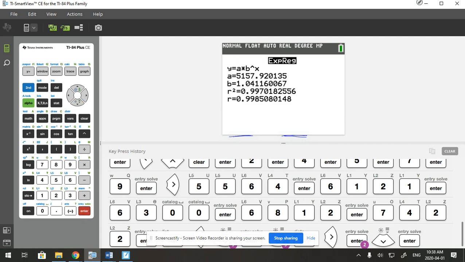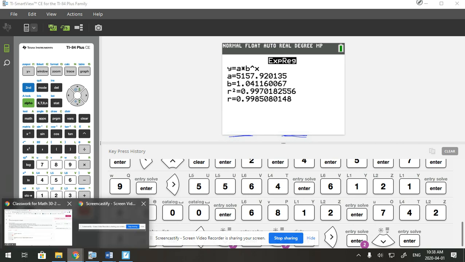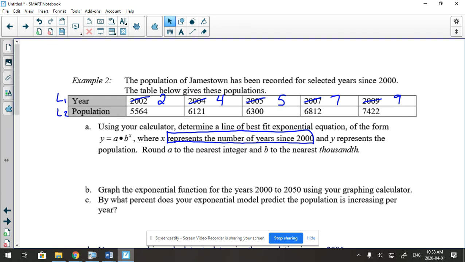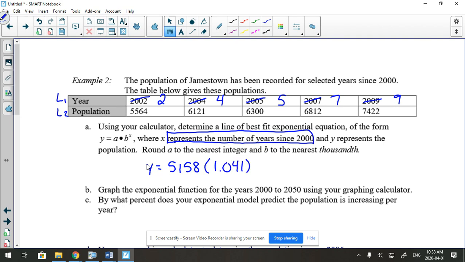Okay, from here, we're rounding A to the nearest integer and B to the nearest 1,000. Oh, the other one I was correct with how I had it. Anyway, it's all good. So we're going to write that down. There we go. It doesn't ask for our squared value, but it's there if we needed it. This part's done. Now we're going to graph it for the years 2000 to 2050.